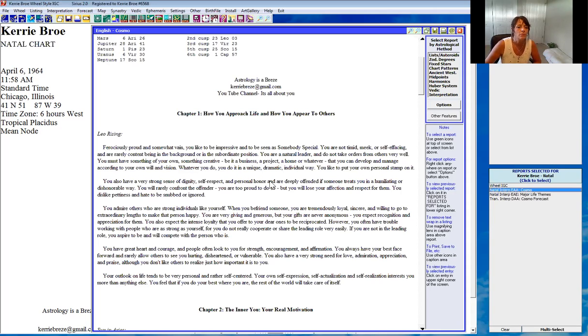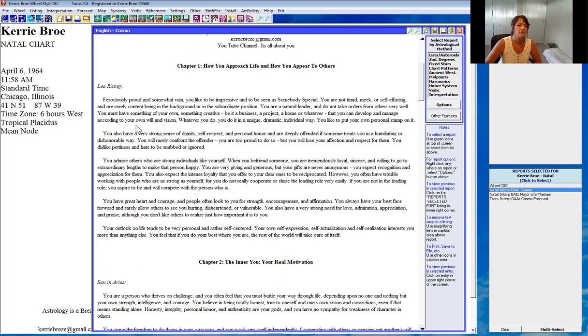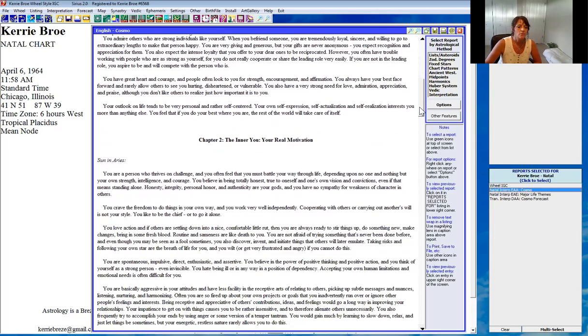So what this report does is that the very first part, chapter 1, is how you approach life and how you appear to others. This starts out with your rising sign, which is your face or your mask to the world. And I showed you mine was Leo. So I have a Leo rising, and it goes on with that. It's all about that.